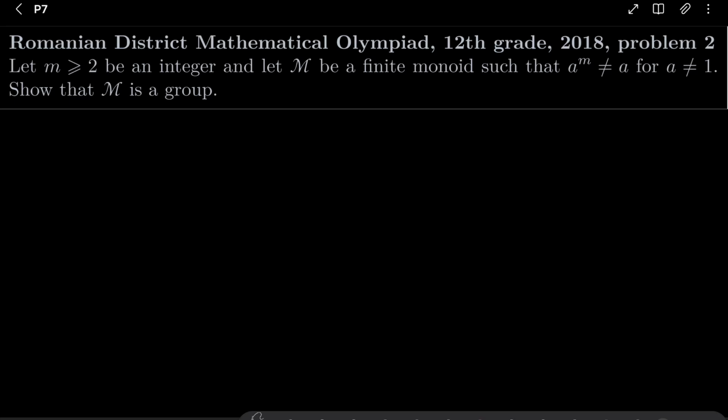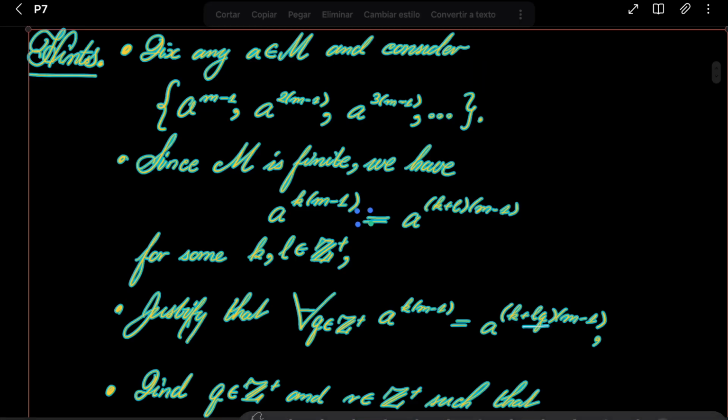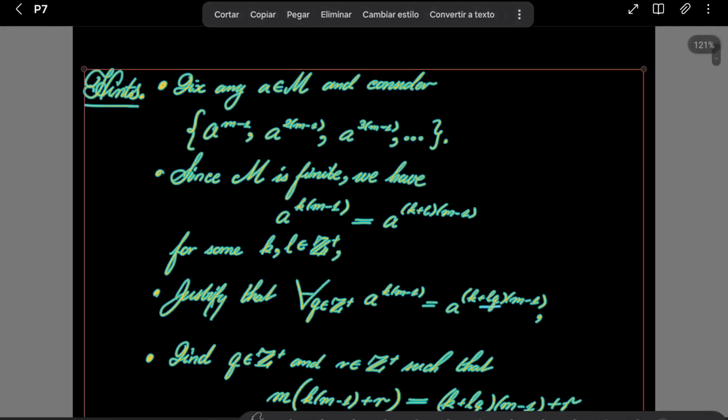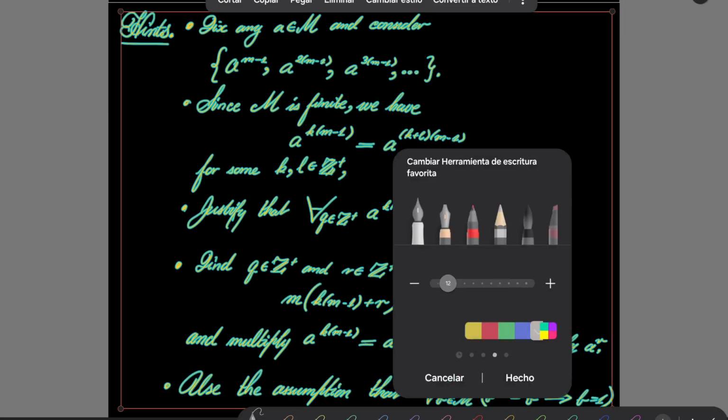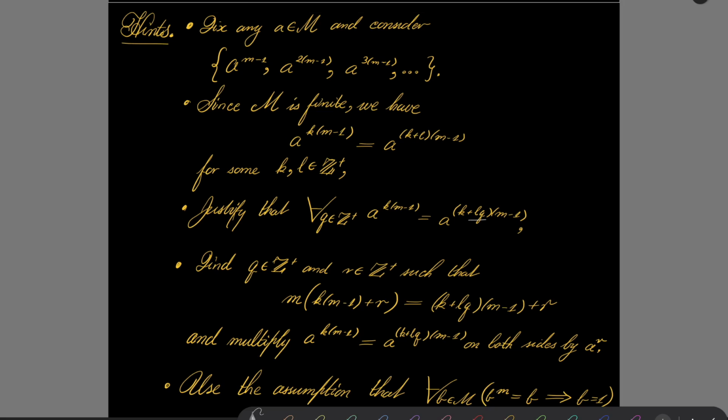We wish to show that M is in fact a group. So every element should have its inverse. It's a nice problem. Here are my hints.